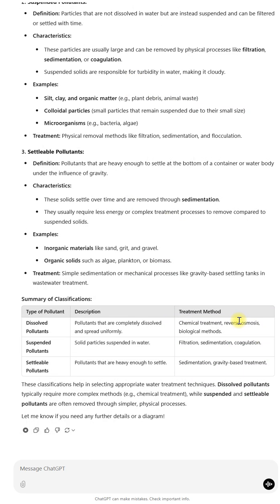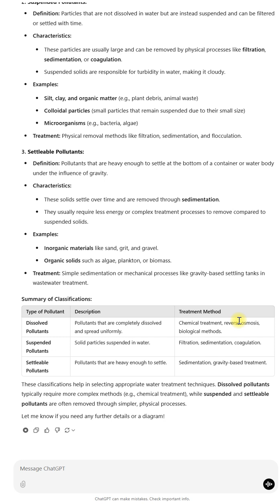3. Settlable pollutants. Definition: pollutants that are heavy enough to settle at the bottom of a container or water body under the influence of gravity. Characteristics: these solids settle over time and are removed through sedimentation. They usually require less energy or complex treatment processes to remove compared to suspended solids. Examples: inorganic materials like sand, grit, and gravel; organic solids such as algae, plankton, or biomass. Treatment: simple sedimentation or mechanical processes like gravity-based settling tanks in wastewater treatment.